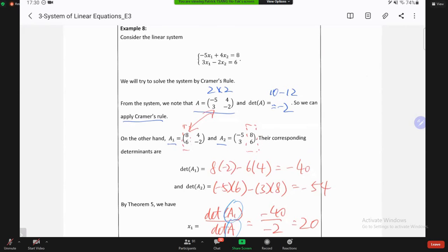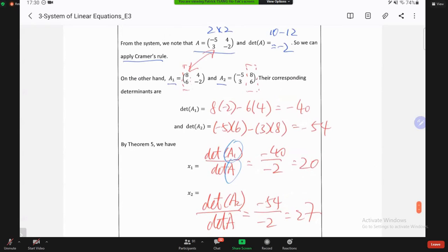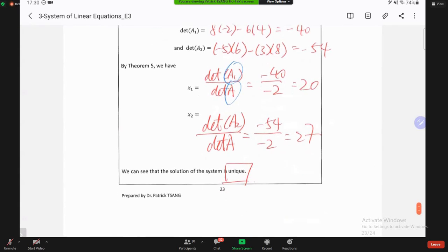Of course, this is after checking the condition, determinant A doesn't equal 0, right? The first reminder is that I'm not going to compare which one is better to solve the system. When you consider an even bigger linear system, I hope you will be able to tell which one you prefer.